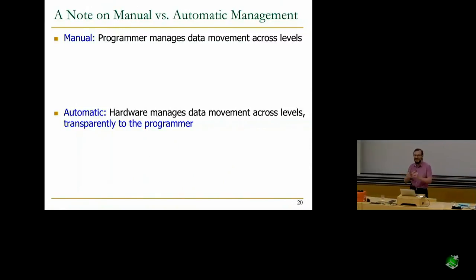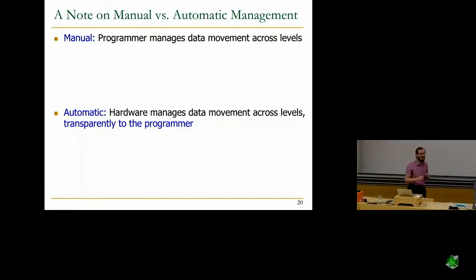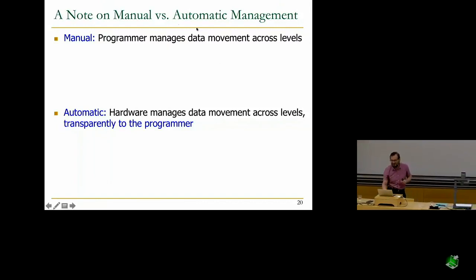Now, you don't normally do that when you program, and that's usually not the case. But this is essentially one way of doing it. The other way of doing it is automatic. Hardware manages the data movement across the levels transparently to the programmer. Clearly, we have a trade-off again, the programmer-microarchitect trade-off. Here, programmer's life is harder, but programmer has more control. Here, hardware designer's life is harder, and programmer has less control.